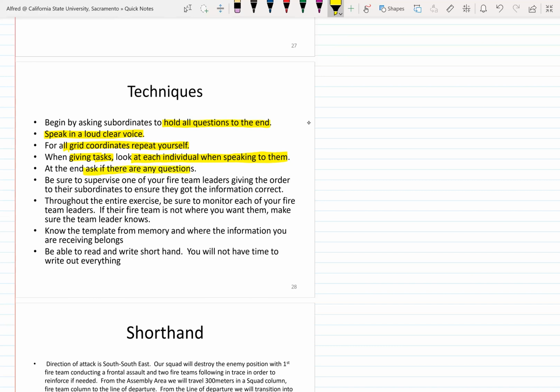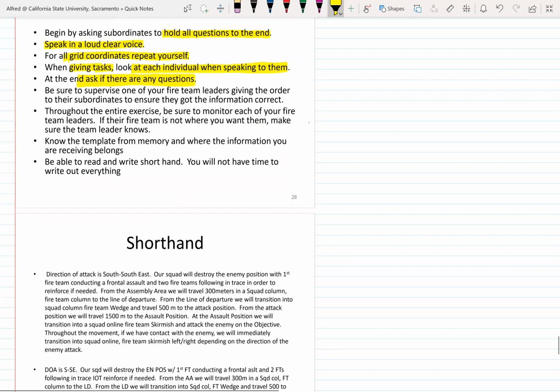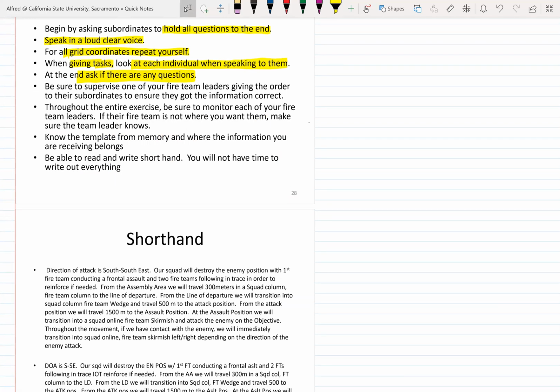At the end of the SULI, or at the end of your 5-paragraph order, when you read it to them, you have to ask for questions. And you can ask the instructor if you have questions as well. You can ask them to repeat certain sections if you don't quite remember it, and they will reread it. So if you forgot what the enemy was and you didn't have enough time to write down the enemy situation, you can ask the captain, or whoever it is, to repeat it, and they will.